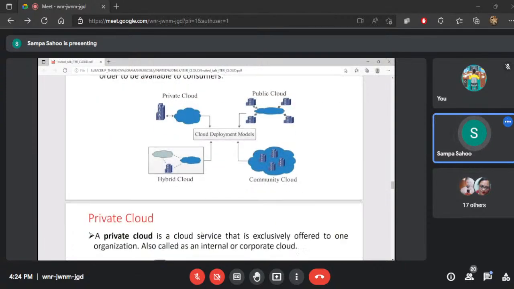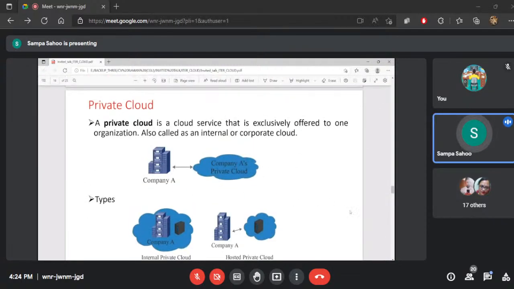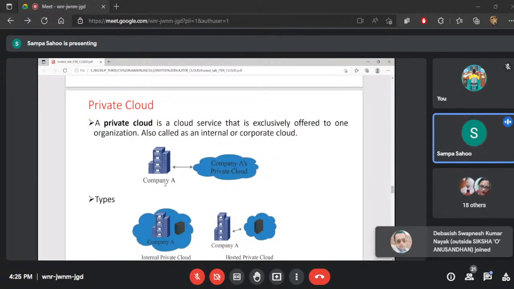As the term private is there, if a private cloud is being designed or used, then it will be dedicated to a particular company. For example, here company A wants to use the cloud service. Then the cloud service is specifically designed for that company only. Then it is called your private cloud.